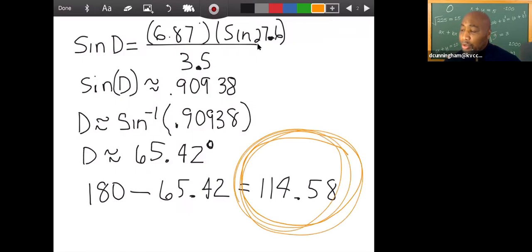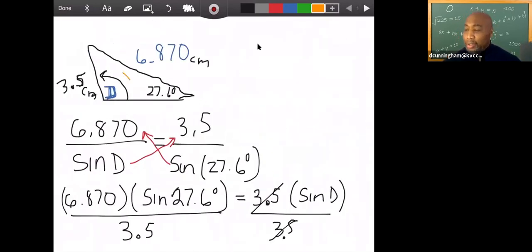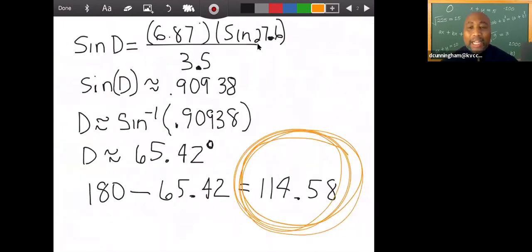So I'd like for you to circle that in orange and then go back to our angle D, because angle D is bigger than 90. And this is our angle that is bigger than 90. And that's how I got it, by subtracting from 180 in that case. This is a special case that we have for the law of sines.